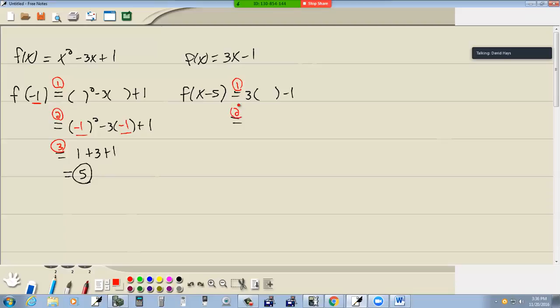Step 2, plug in whatever we're evaluating for into the parentheses. Whatever's inside the parentheses here, we're now going to put inside the parentheses over here. And that would be x minus 5. And then step 3 is to simplify. Here we use the distributive property. 3 times x is 3x. 3 times negative 5 is negative 15 minus 1, which gives us 3x minus 16. And that's our answer.